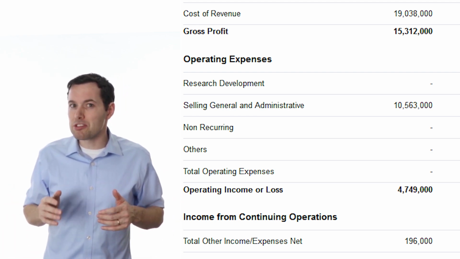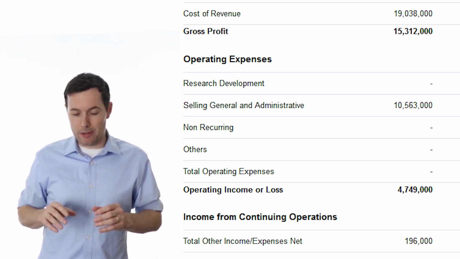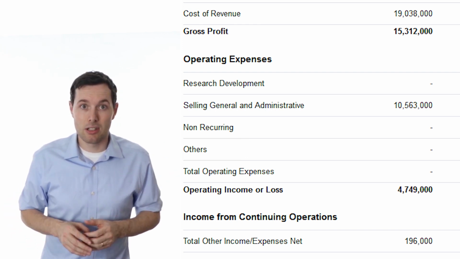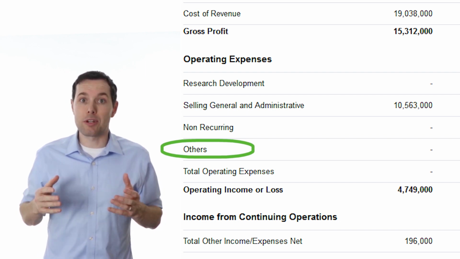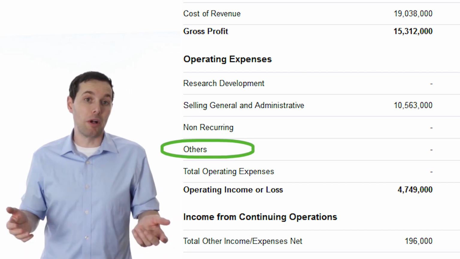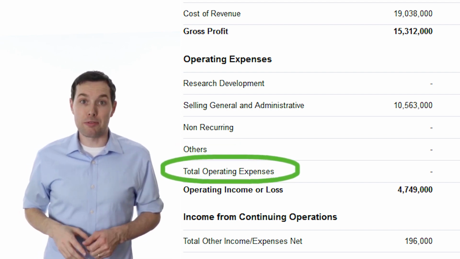Something like that, whatever's most appropriate for the situation. Okay, moving on. Expenses that don't fall into one of these other categories sometimes would fall into the other category. If there was something here, I would go over to the footnotes and find out what it is. Okay, on to total operating expenses.